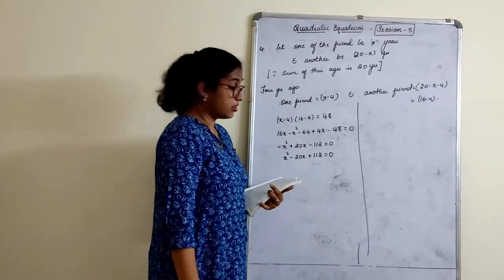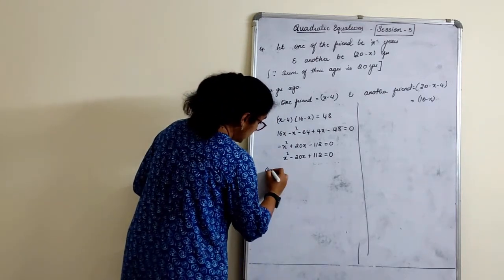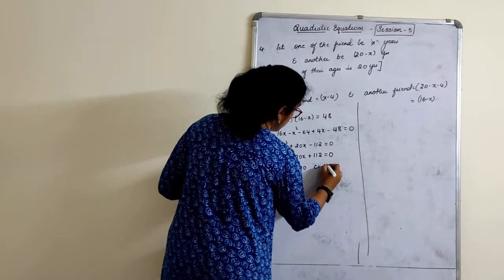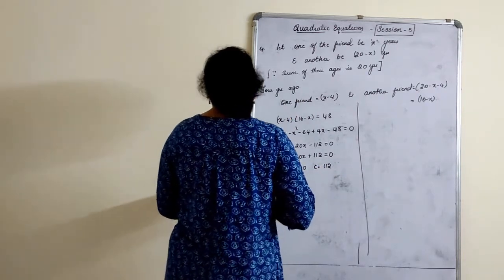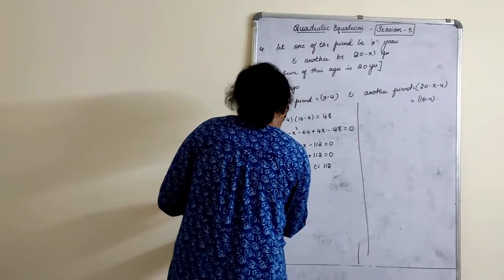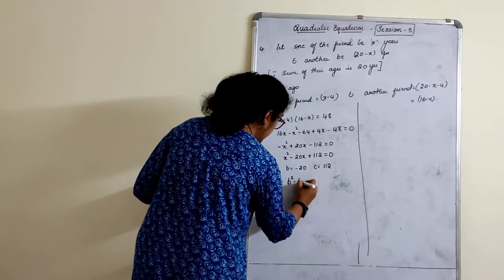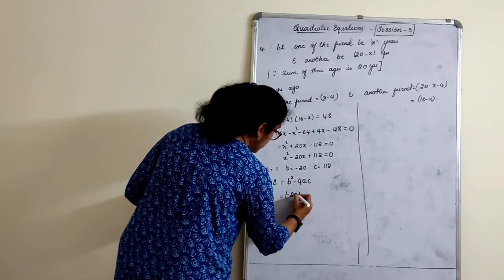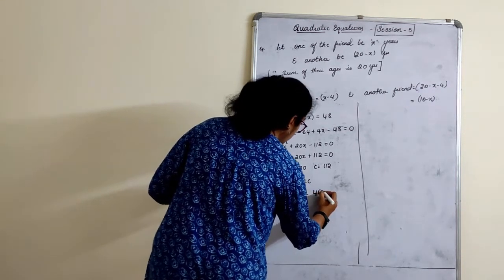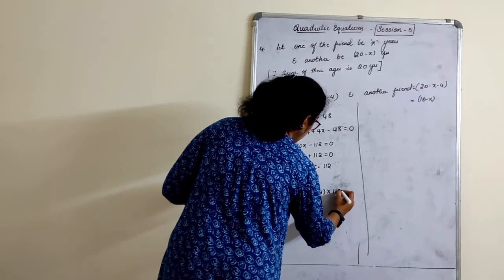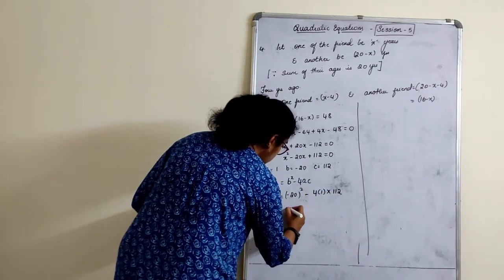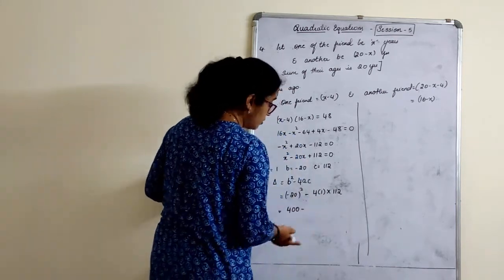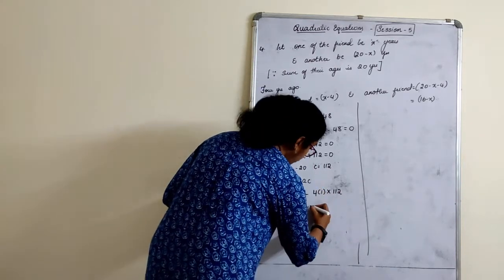So let's find out whether the roots exist or not. A is equal to 1, B is equal to minus 20, C is equal to 112. So delta is equal to B square minus 4AC, that is minus 20 whole square minus 4 into 1 into 112. So 20 square is plus 400, and 112 into 4, when you multiply, 4 2s are 8, 448.